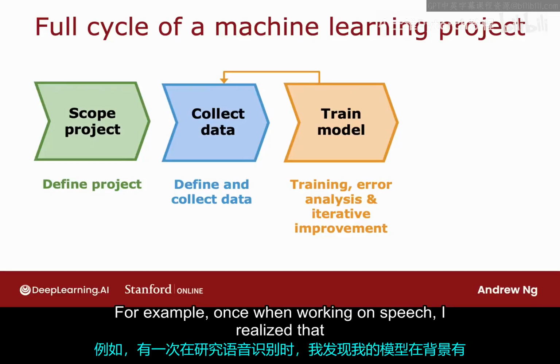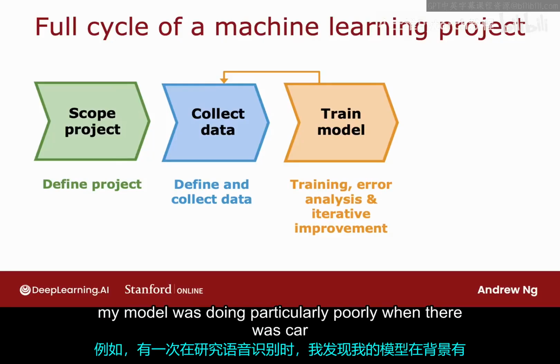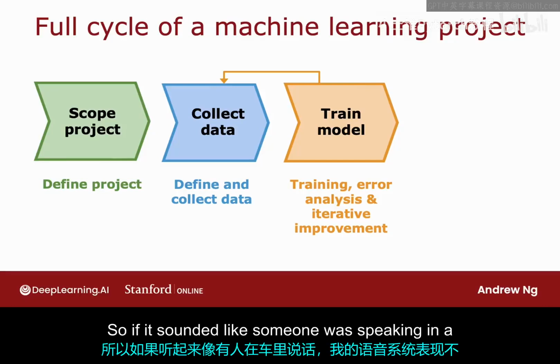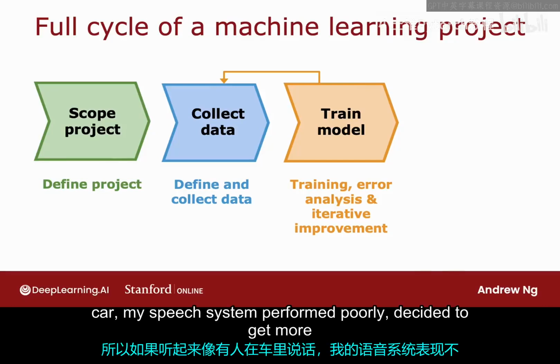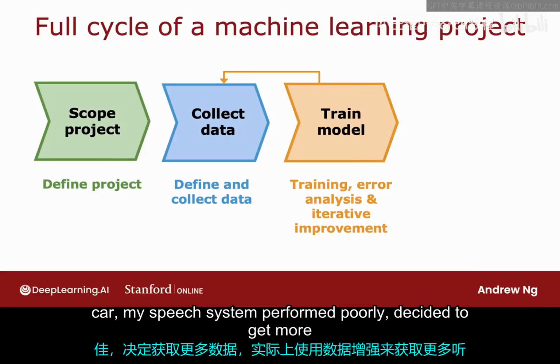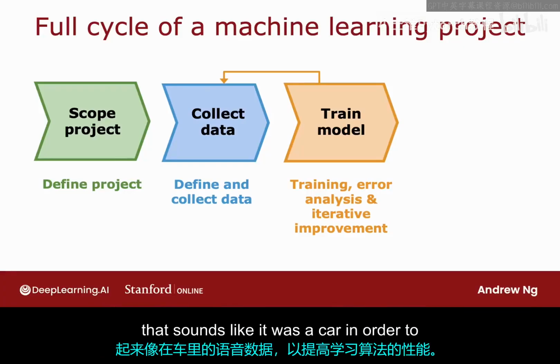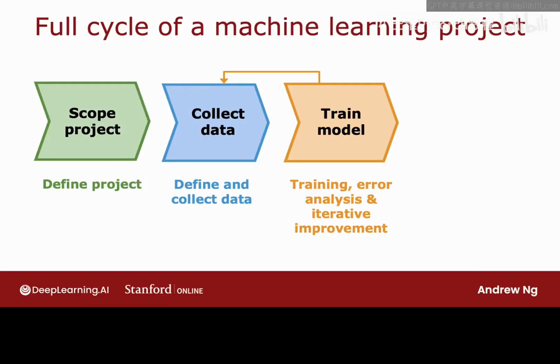For example, once when working on speech, I realized that my model was doing particularly poorly when there was car noise in the background. So if it sounded like someone was speaking in a car, my speech system performed poorly. I decided to get more data, actually using data augmentation to get more speech data that sounds like it was in a car in order to improve the performance of my learning algorithm.